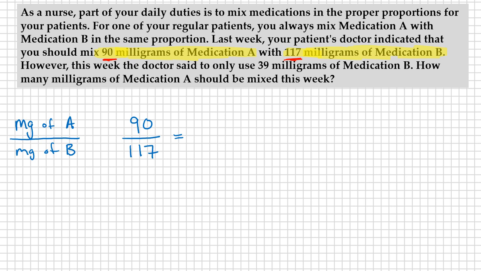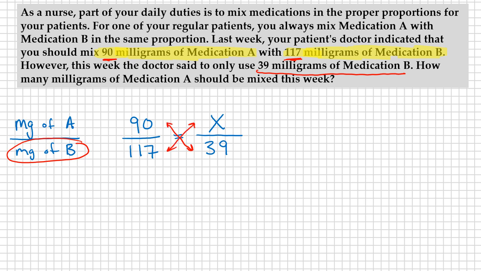However, this week, the doctor said to use only 39 milligrams of medication B. So I've got milligrams of B on the bottom, and that 39 is on the bottom of the next fraction. How many milligrams of medication A? That's our unknown, that's our question mark, that's our X. Milligrams of A on top, milligrams of B on the bottom. Now we've got a proportion.